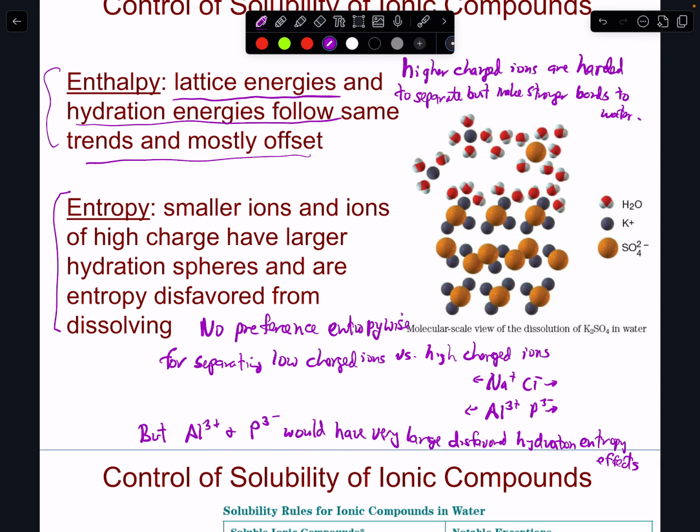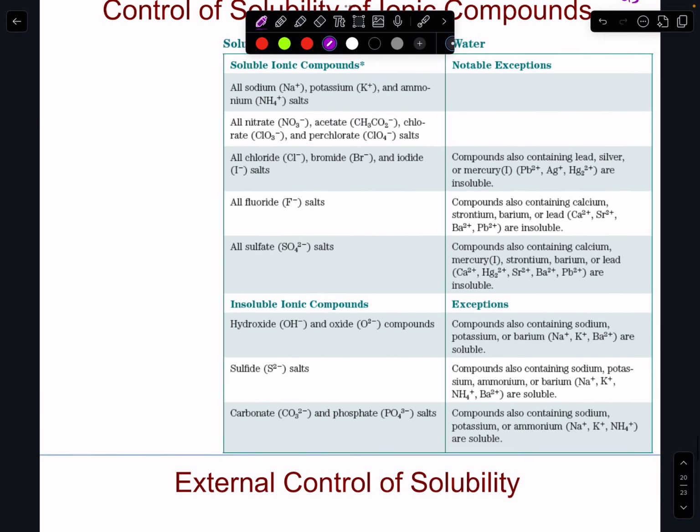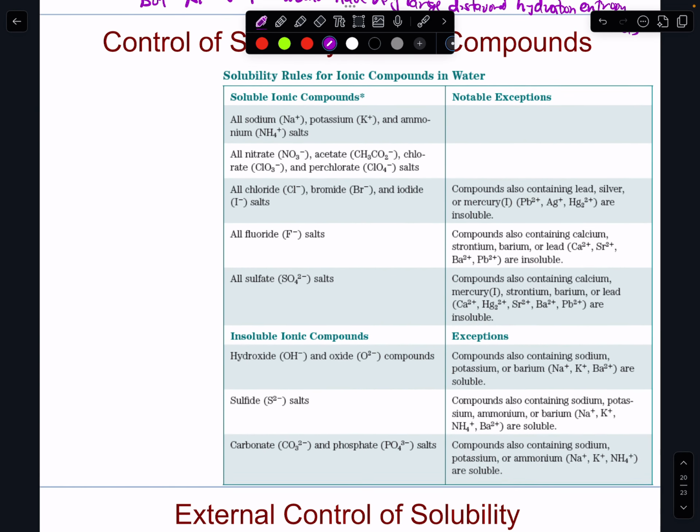So again, the reason ions of high charge don't dissolve very well is because they cause a decrease in entropy of water. Okay, so again, the things that cause that to happen are things that have large charges, like these. And the one thing that's got a minus charge also is really good at binding to water. Hydroxide is great at binding to water. That's why that happens.